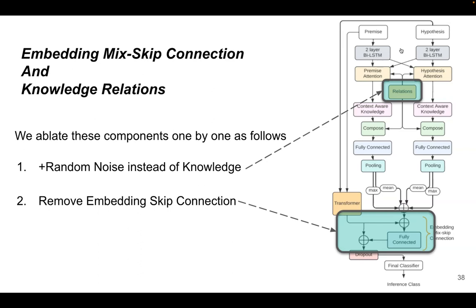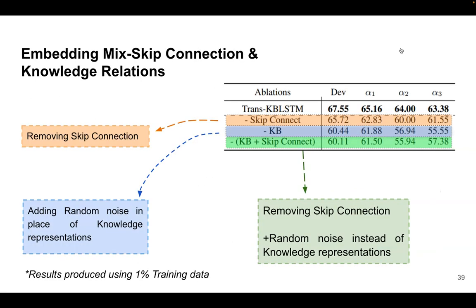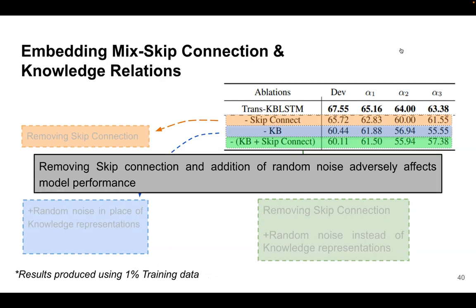We also check models where the skip connection is removed, and you can see that when we ablate the skip connection as well as the KB, obviously when we remove the KB, the model's performance decreases substantially. When the skip connection is removed, we also get a decrease in performance, especially on adversarial datasets alpha 2 and alpha 3, and when we remove both of them, obviously the model performs the worst. So removing the skip connection and adding random noise adversely affect the performance.